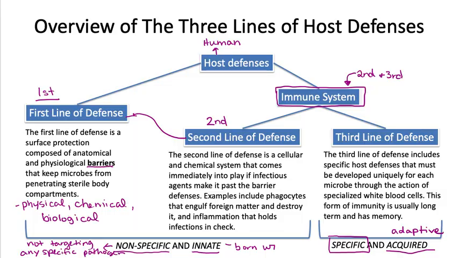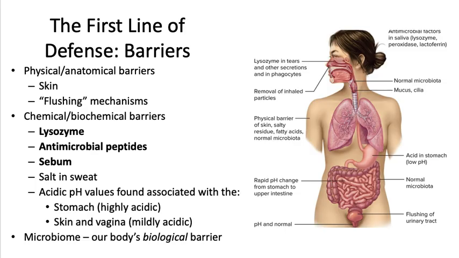The first line of defense is what we're going to start with. I've just got this one slide on it, but we're going to talk about it for quite some time. So we're going to go through those physical, chemical, and biological barriers. The physical barrier, the primary physical barrier, is our skin. So skin has an insoluble protein in it called keratin. Keratin is very abundant in the uppermost layers of our skin. And it's very insoluble, which means stuff can't get through it.